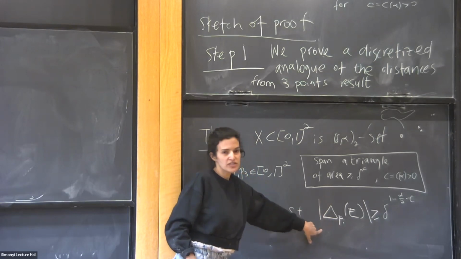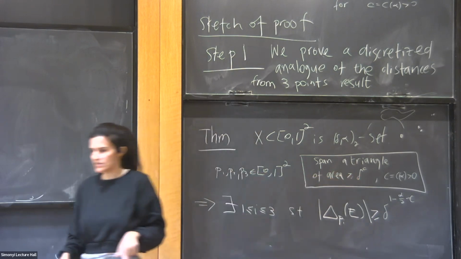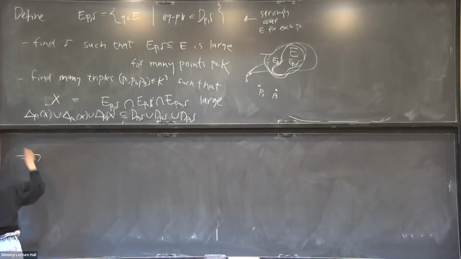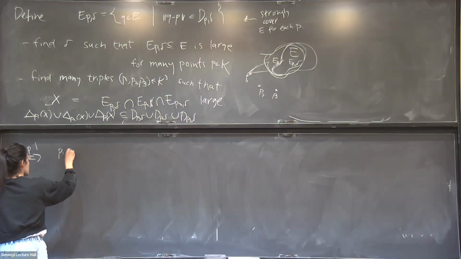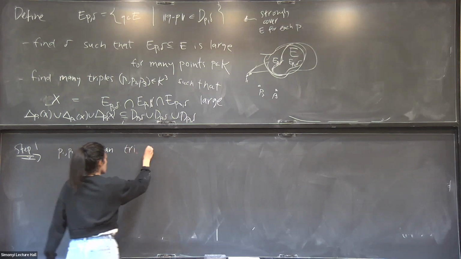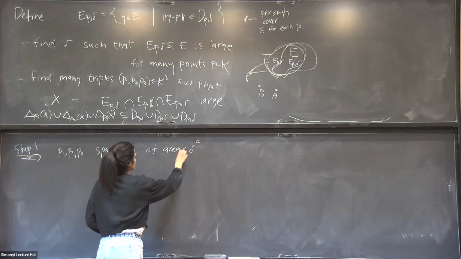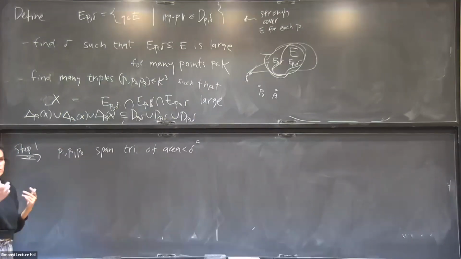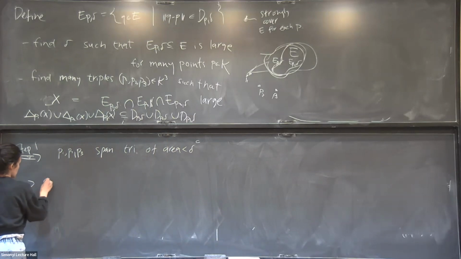Okay. So if the conclusion doesn't hold, it means that the 3 points must span a triangle of area smaller than delta to the C. So by step 1, P1, P2, P3, that triangle has area less than delta to the C. And since we found many such triples, it means that our set K contains many triples of very small area, and this contradicts the structure. So this is a contradiction.